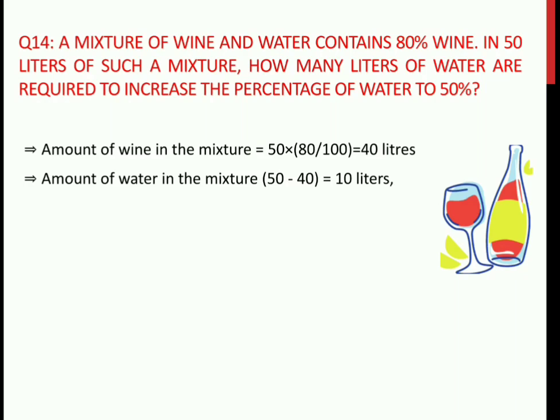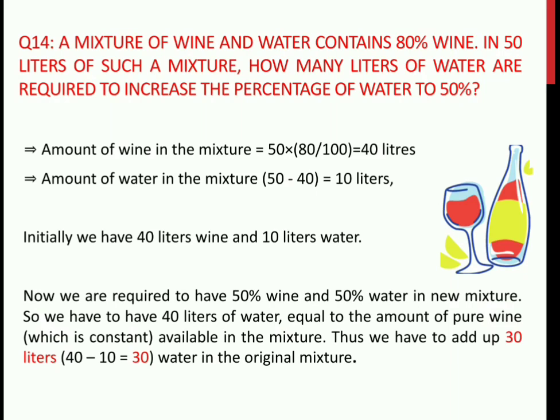So in order to get equal quantity of wine and water in the new mixture, if initially the quantity of wine is 40 liter and we only have to add water to the mixture, and the water initially is 10 liter, then obviously in order to get equal quantity of wine and water, we need to add 30 liters of water in the mixture. So the answer over here is 30 liters.